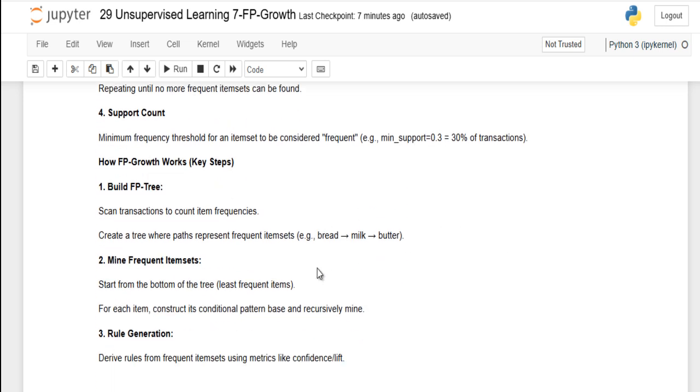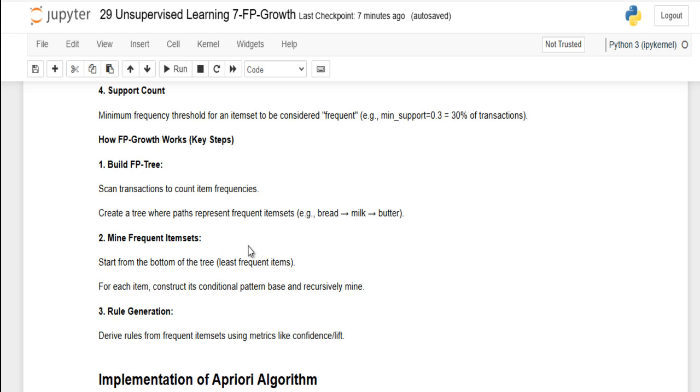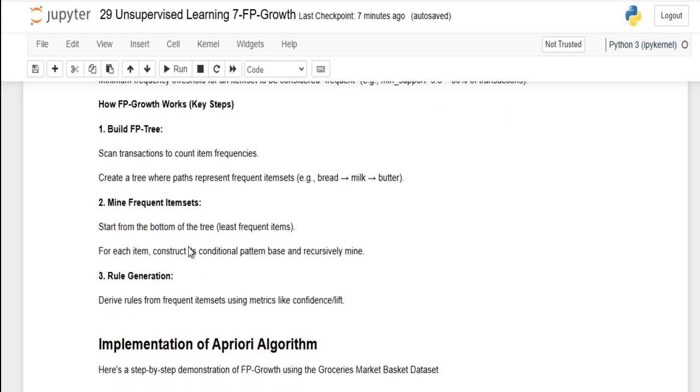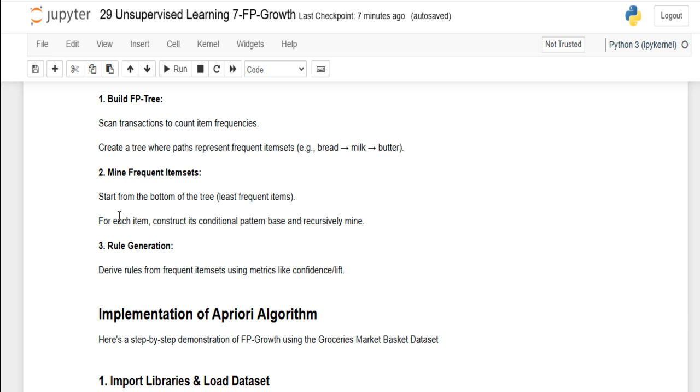So how does it work, step by step? The first thing is we build what they call the FP tree, which scans transactions to count item frequency. We create a tree where a path represents frequent items, e.g., bread to milk to butter. We then mine frequent itemsets by starting from the bottom of the tree, which has the least frequent items. For each item, we construct its conditional pattern base and mine recursively. Then we also have rule generation, which derives rules from frequent itemsets using metrics like confidence or lift.